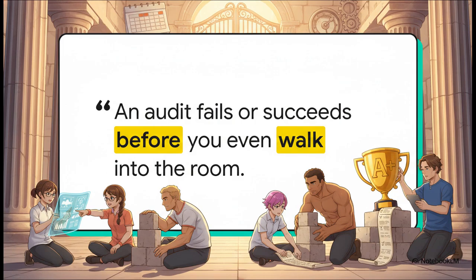It completely reframes an audit. It's not some stressful pop quiz. It's the final exam you've already aced because you prepared. The whole point of planning isn't just about passing. It's about controlling the outcome. It's about building such a solid foundation that by the time the audit starts, the result is already a given.